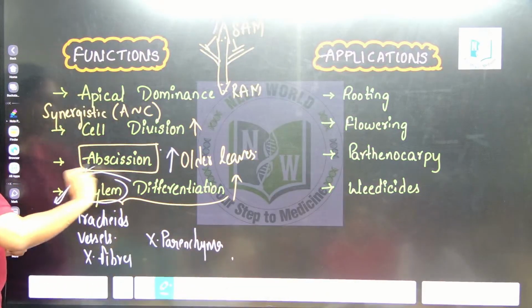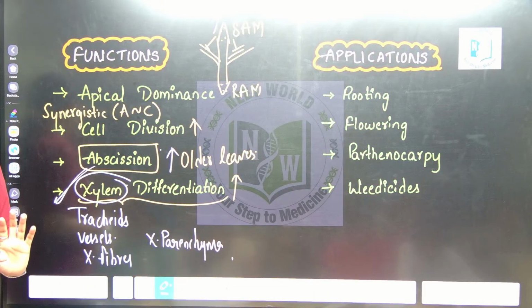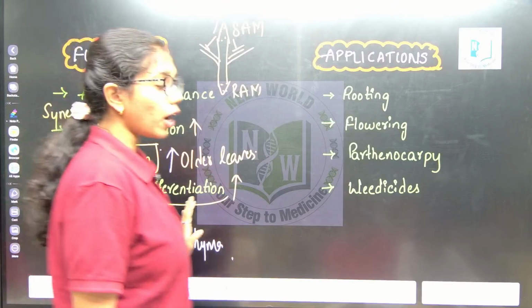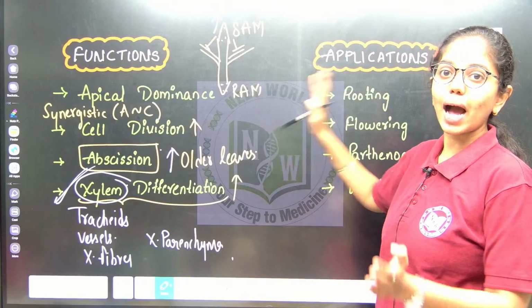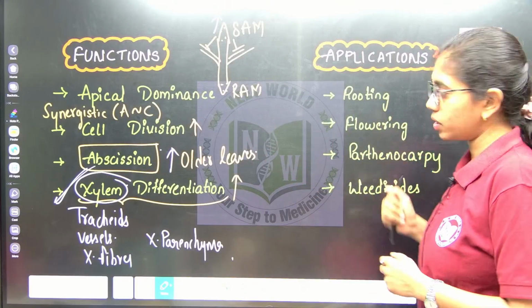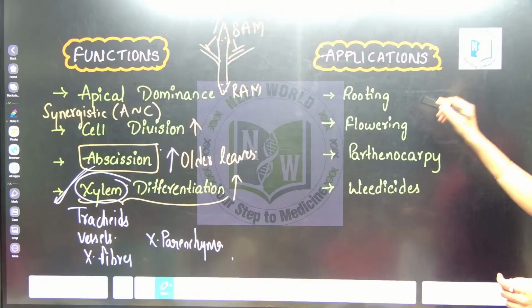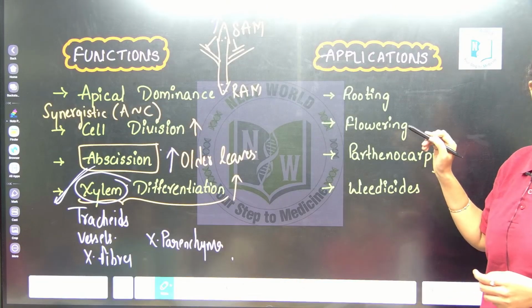Auxin helps in xylem differentiation. Clear with the functions of auxins? Okay. Now, how auxins are applied, how they are used, we will learn. See, auxin will promote rooting in the stem cutting regions.